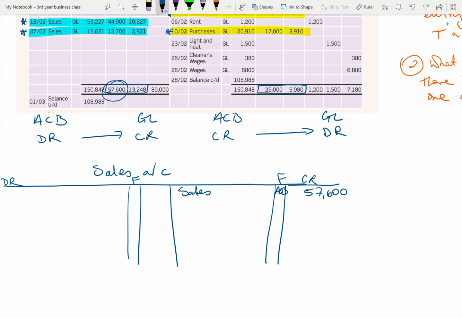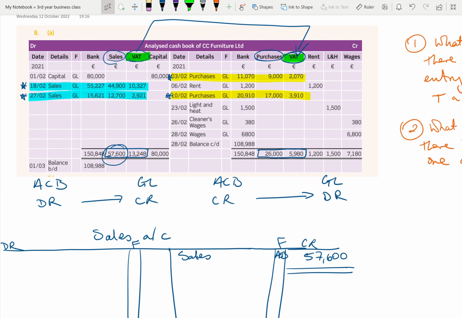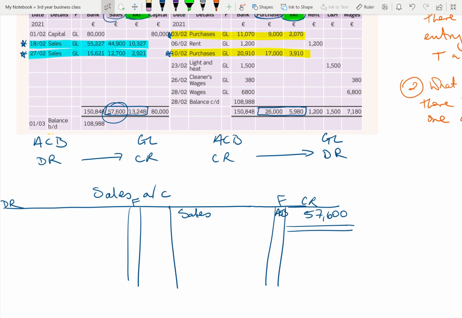So we can draw a double line underneath it, and that's the end of the accounting period. Remember, the double line means the end of the accounting period. So once we've that done, that's it. We don't need to worry about anything else. And that single figure is what will be transferred to the trial balance at the next stage of the process. So that's our sales account done. That's the correct way to process the sales account.